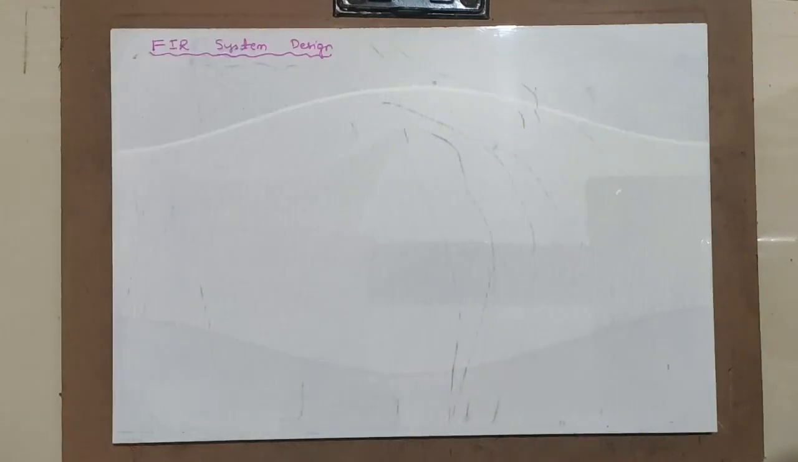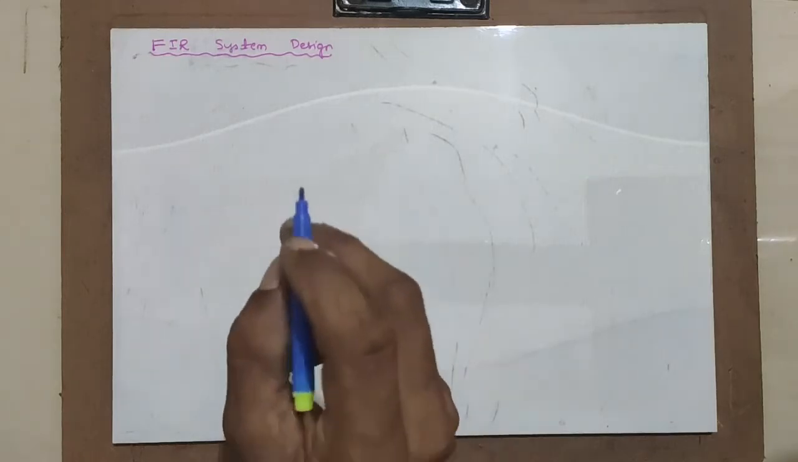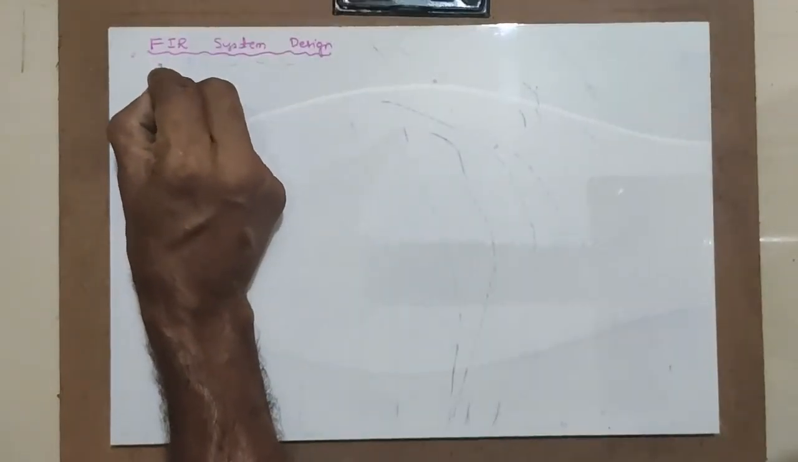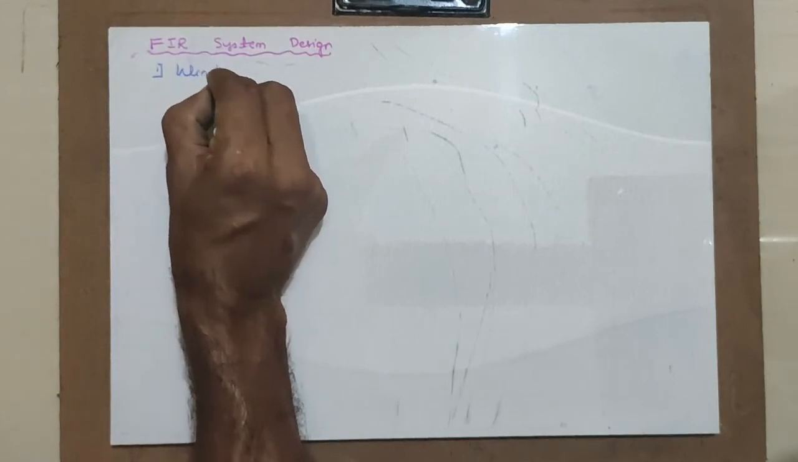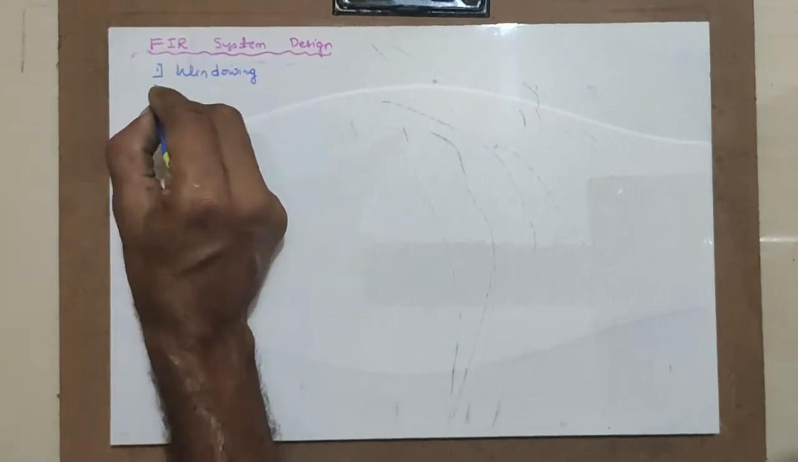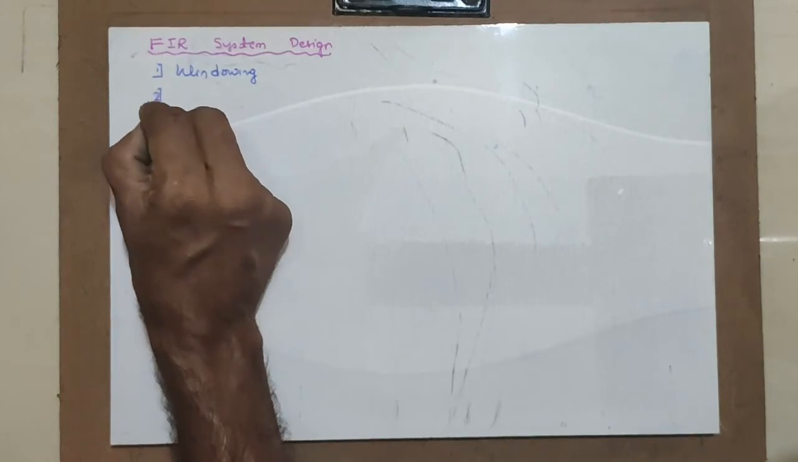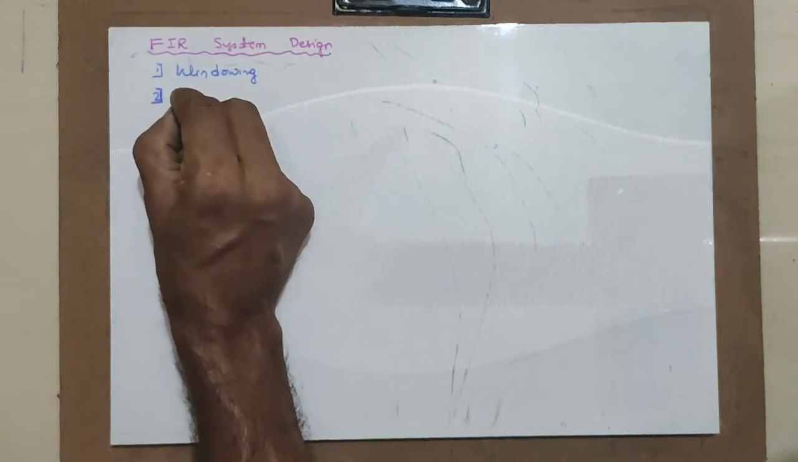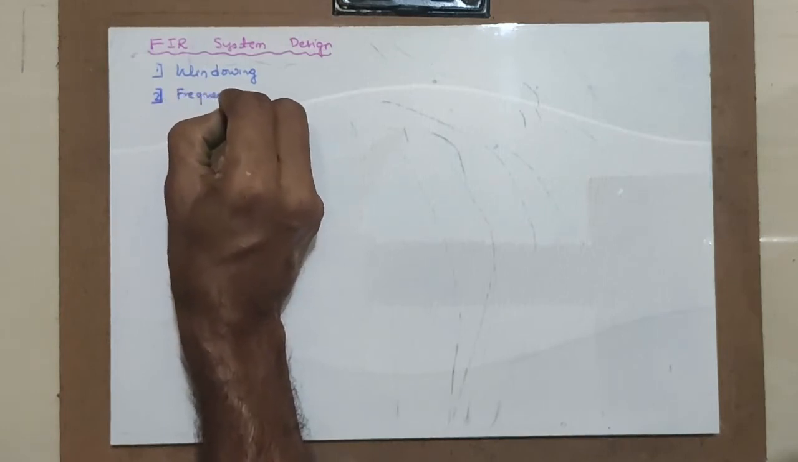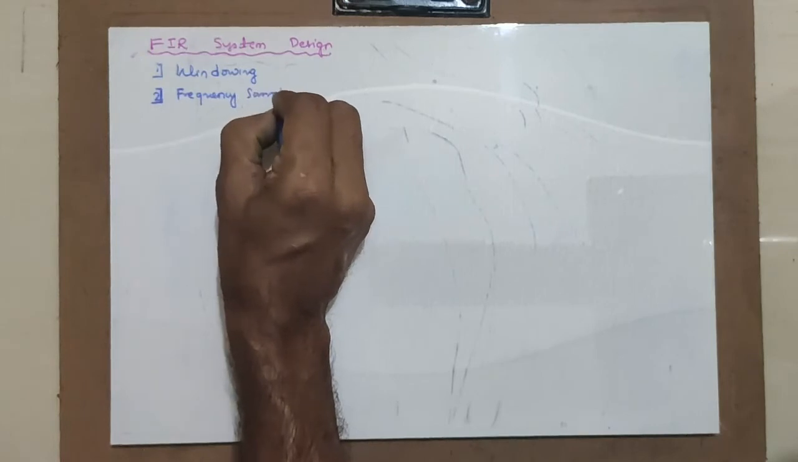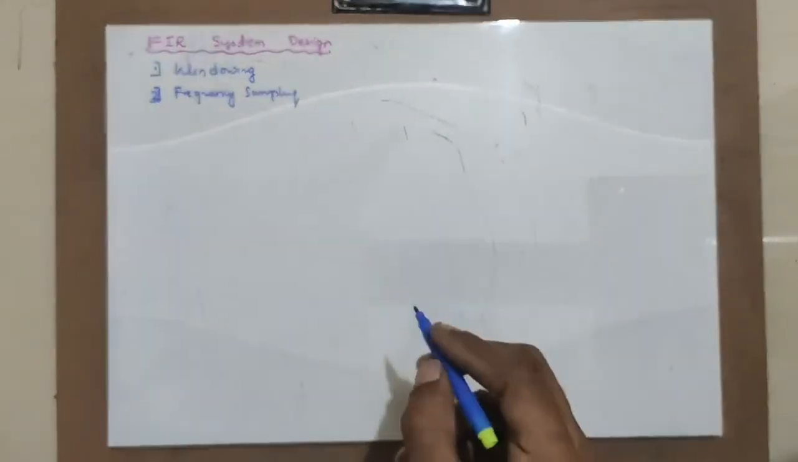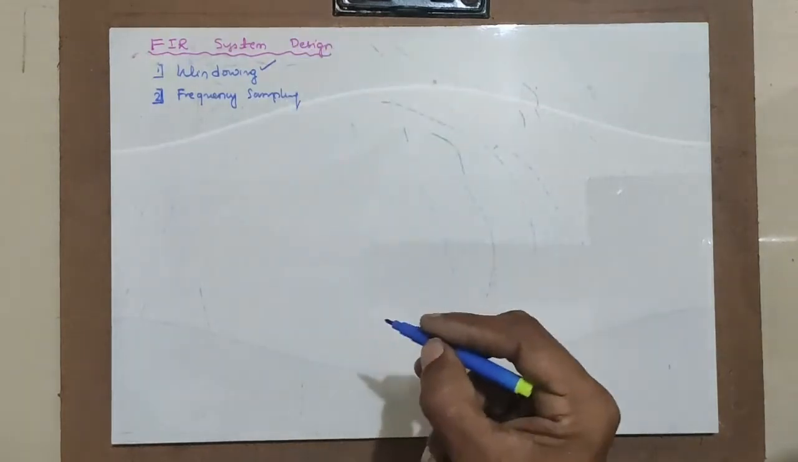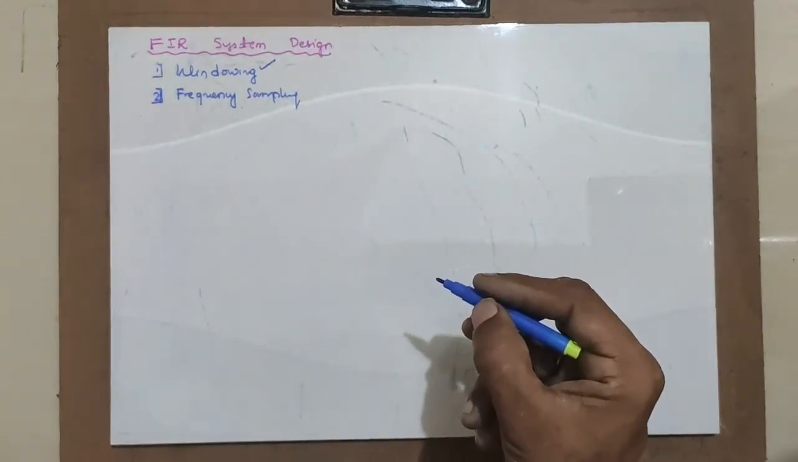Let us see the concept of FIR system design. There are 2 techniques for FIR system design. The first one is what we call windowing. The second technique or second method to design FIR system is frequency sampling. Both methods are there for us to study, but windowing is a very important and easy technique to design a FIR system.